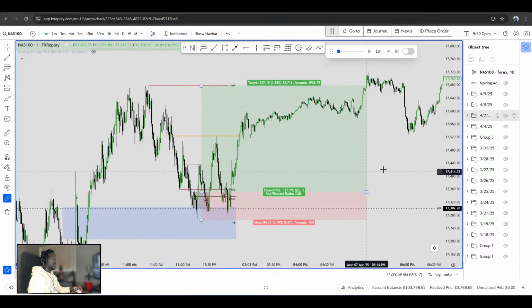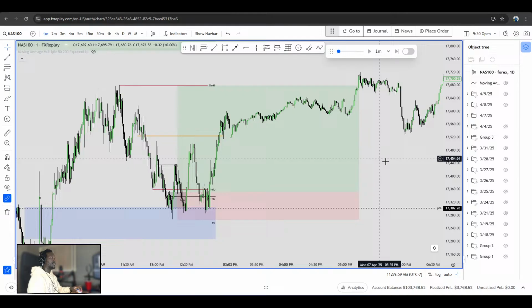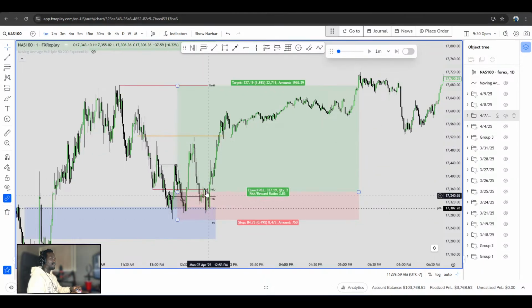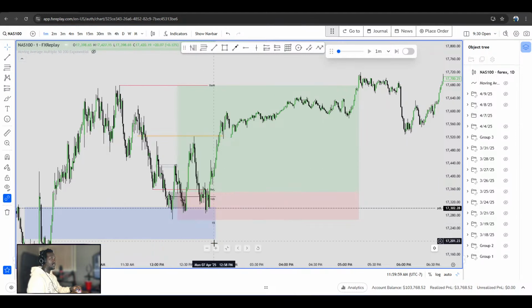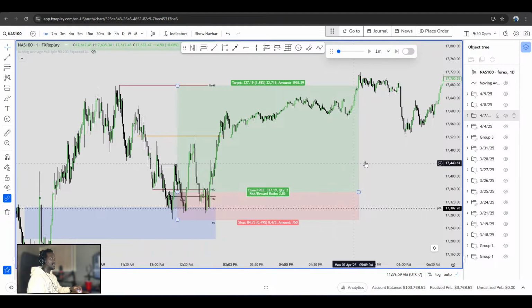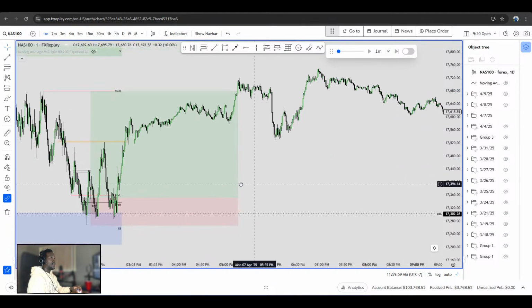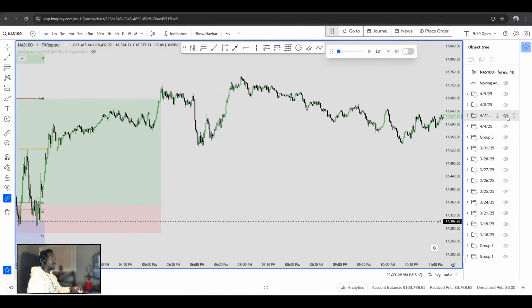So what's the best thing to do? I don't know. Even if I took a partial and reduced my risk by half, it would have taken me out. So maybe take a partial and then just leave the stop loss alone. So if it takes you out, you at least offset that risk a little bit. Anyway, let's go see what happened on the 8th.